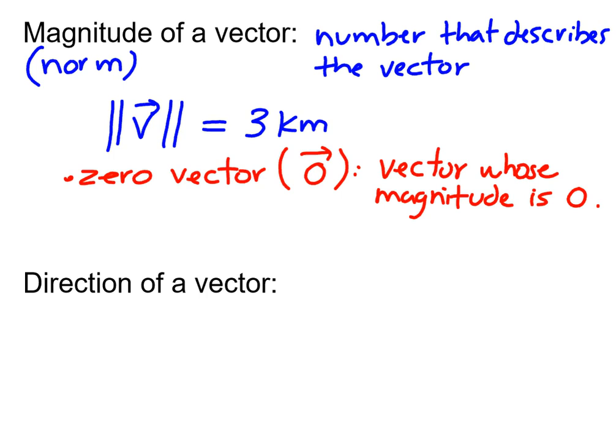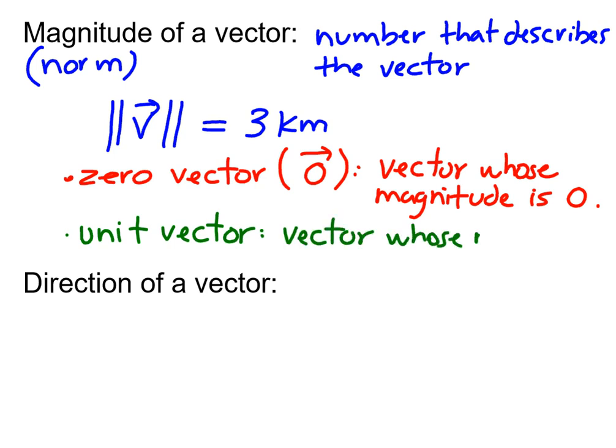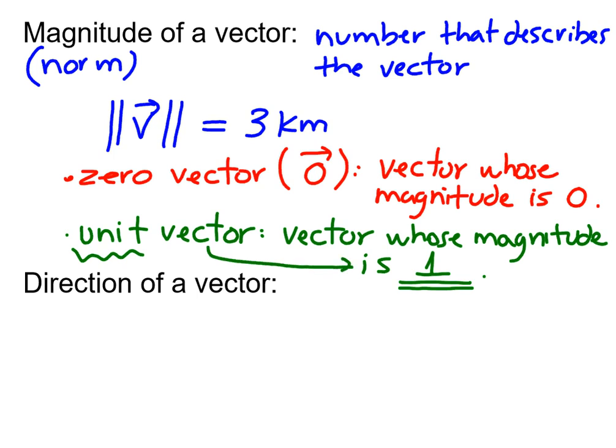There's another one that we might see also that's called a unit vector. And this one is a vector whose magnitude is 1. So if they're presenting a vector and they're telling you this is a unit vector, you need to realize that the magnitude is 1.